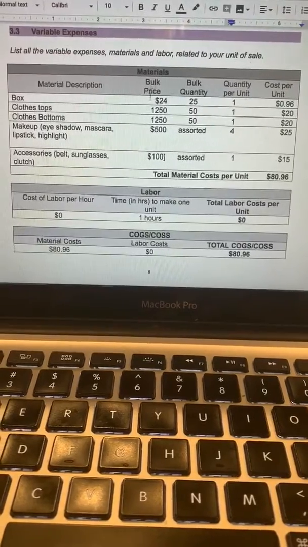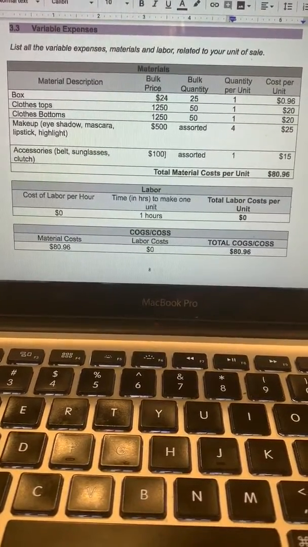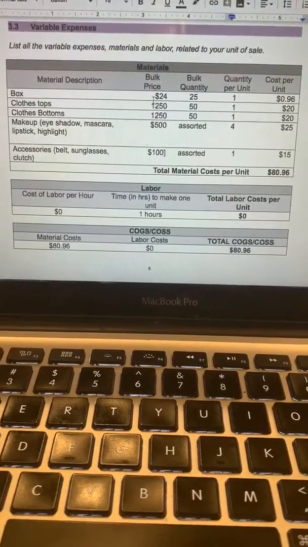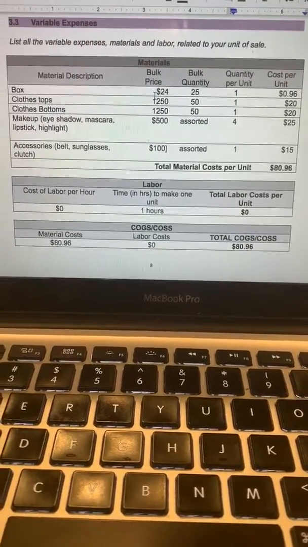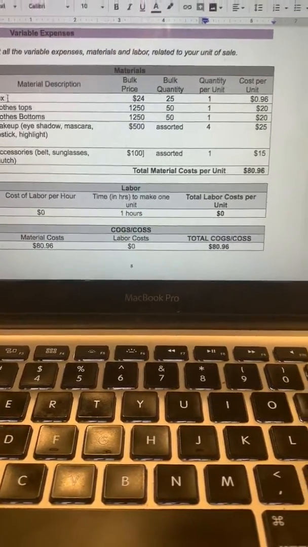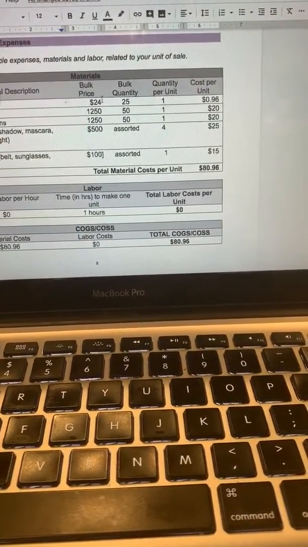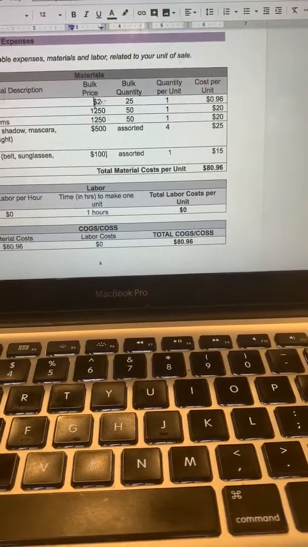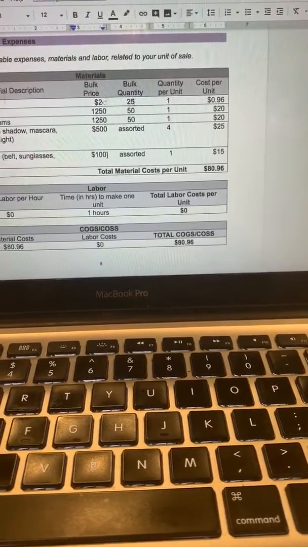And so your bulk price represents the total amount that you're paying for buying large quantities of whatever the item is. For their boxes, the bulk price was $24. So they were spending $24 on these boxes, which they would receive 25 boxes in total.